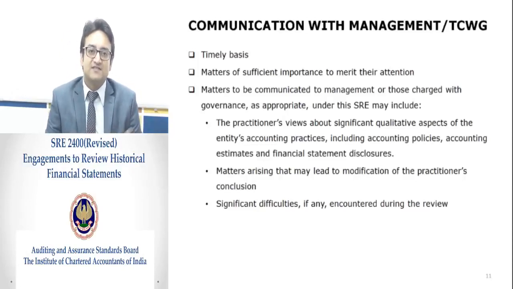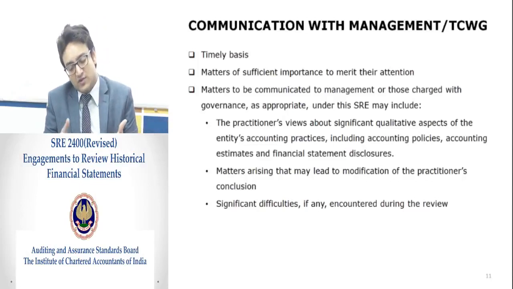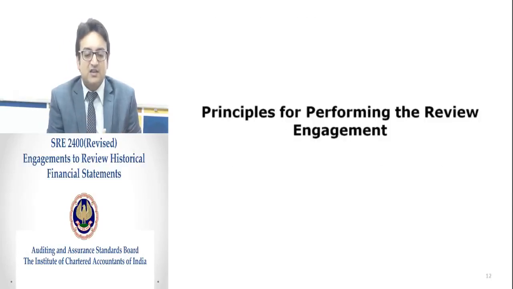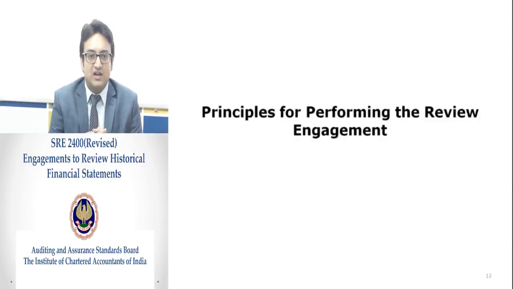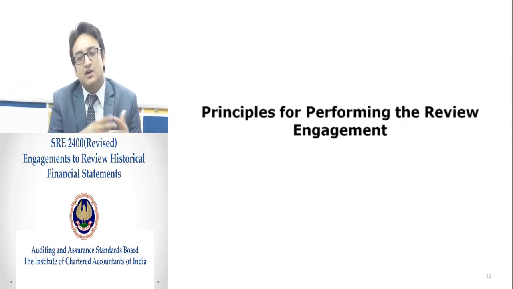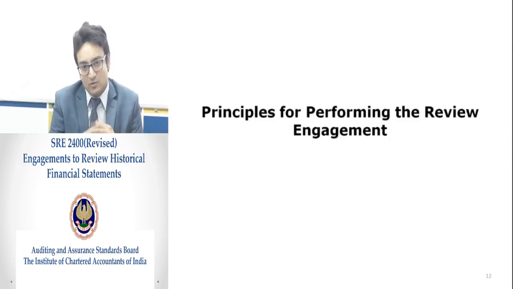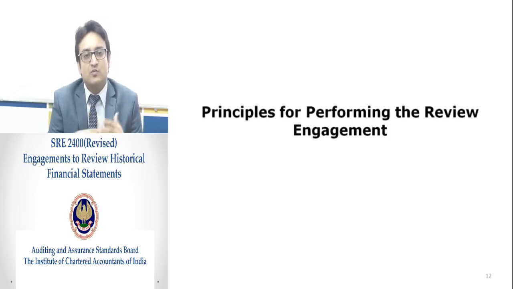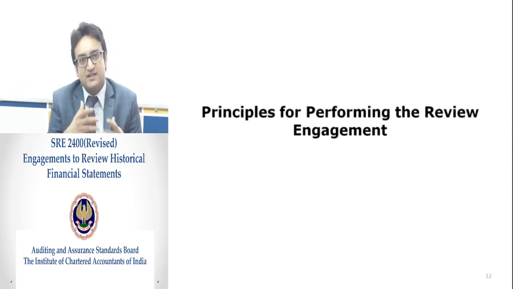So now we have seen all the things from the SRE 2400 perspective, right from the objective to communication with the management. The next thing we'll cover is the most important thing: how to carry out the exact engagement. We have accepted the engagement, agreed the terms, covered the communications, how monitoring of quality at the engagement level is to be done, and the responsibility of the engagement partner. But the most important thing is how exactly the review engagement is to be performed and what steps are required. So we'll go a little deeper into performing the review engagement.